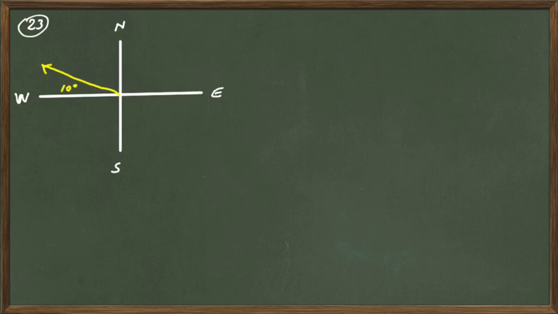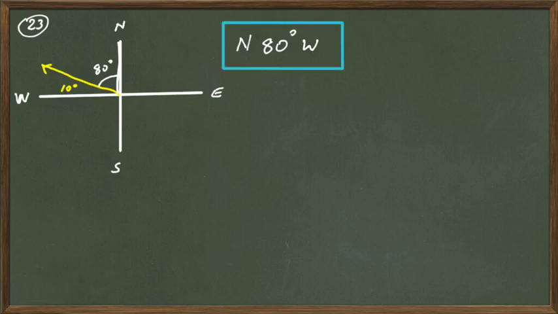Now, how would you describe this bearing? If that's 10 degrees, that means this would be 80 degrees. So if you started north and then went 80 degrees to the west, that's the answer the textbook has. Suppose you started to the west, could you go 10 degrees to the north?